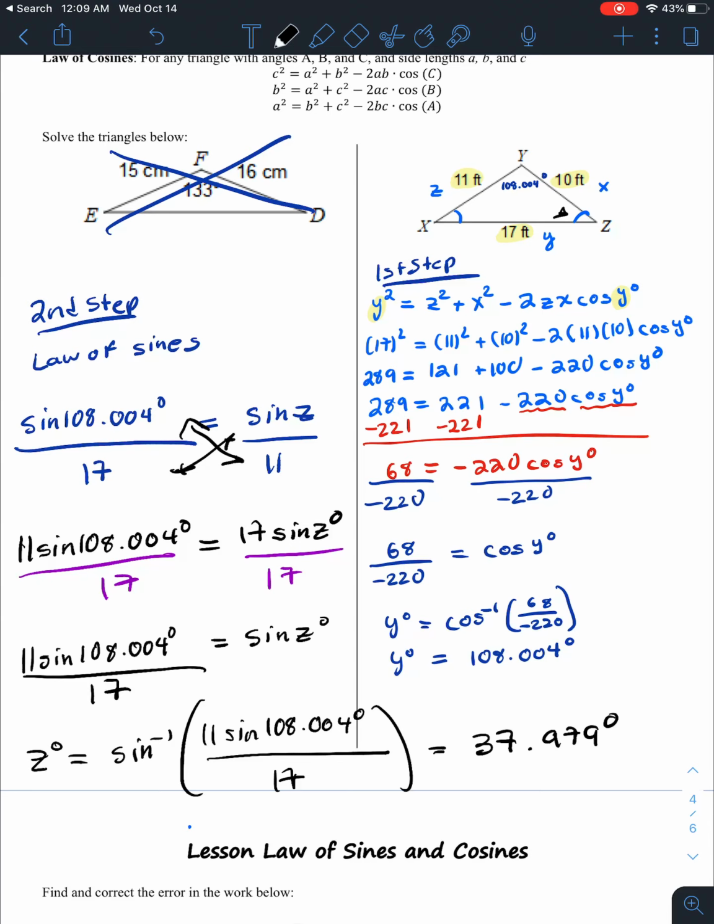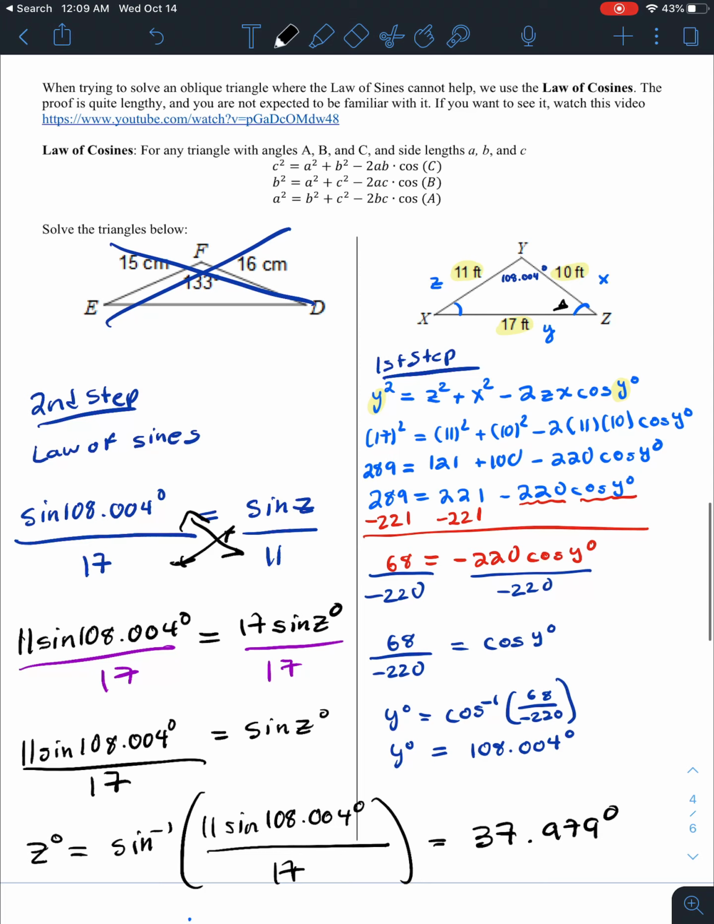And our last step is to solve for X. And angle X is just going to be 180 degrees minus the two angles I just found. I'm going to calculate that real quick and see what that is. 180 minus 108.004, and then subtract that by 37.979.